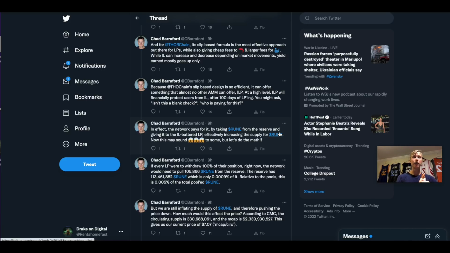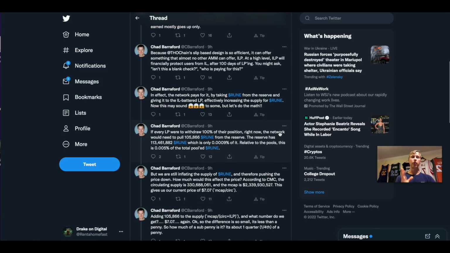Now the second is, here is an example. Someone asked, what if someone withdrew 100% of their position, like all of it? Well, right now, the network would need to pull out 105,866 RUNE from the reserve. The reserve has over 113 million RUNE in it. So in relation to that, that's less than 0.001%. Do you guys see that? They can pay for it. They've got cash. They could shell it out. And that's another thing to factor in.